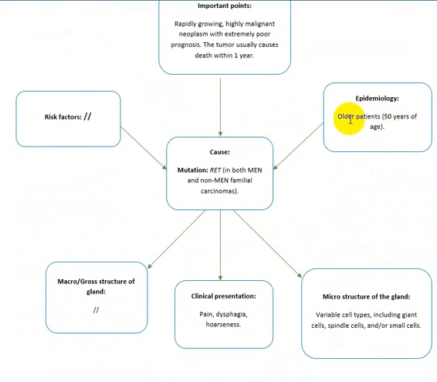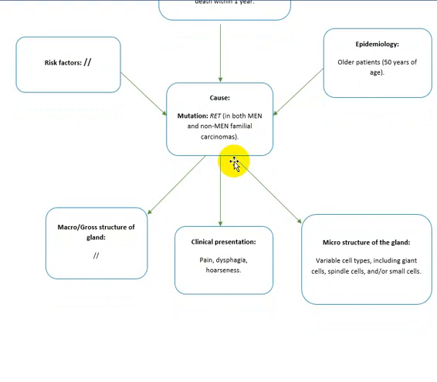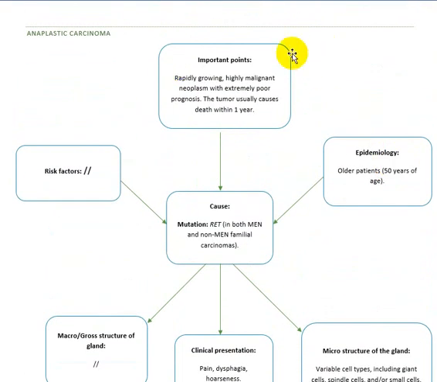The epidemiology is older patients, around 50 years of age. The risk is seen in both MEN and non-MEN familial carcinoma. Now we are going to see what MEN disease is. MEN is actually multiple endocrine neoplasia. The presentation is pain, dysphagia, and hoarseness of voice. Microstructure: variable cells, including giant cells, spindle cells, and others. But one thing you need to note about anaplastic carcinoma is that it has the poorest prognosis, and the patient dies within 1 year.